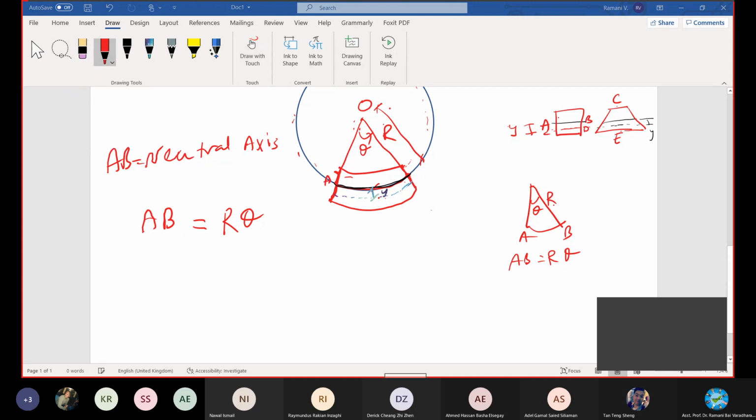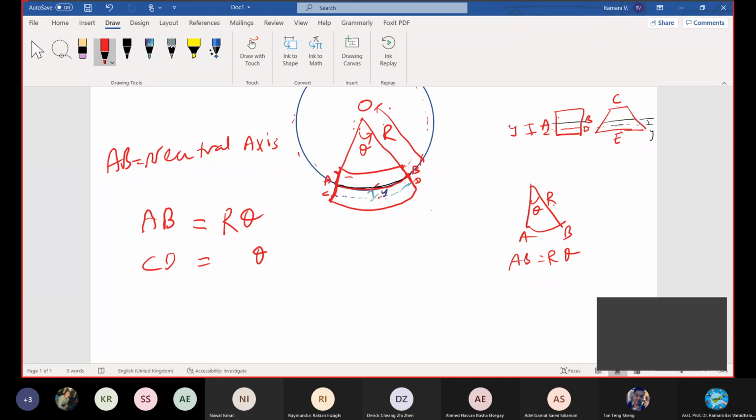The neutral axis is given as AB, and the layer I have chosen is CD. Can you give me CD? Similarly, arc length CD is given by the radial distance times the included angle. I use the same included angle theta because it also has an included angle of theta.